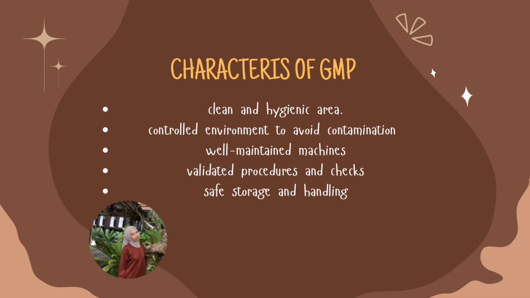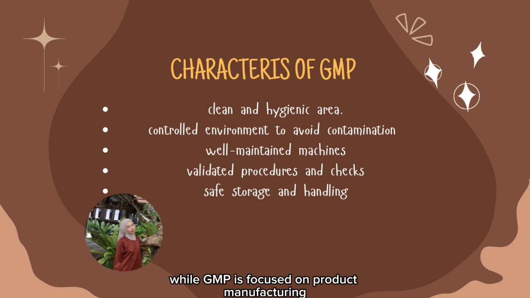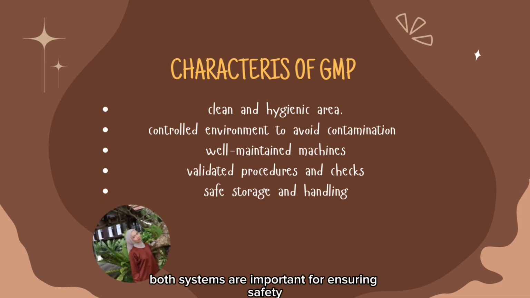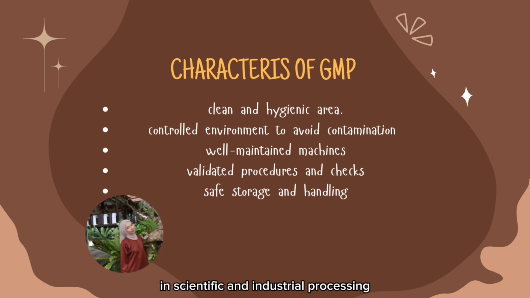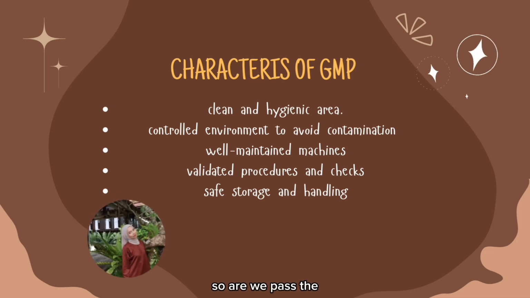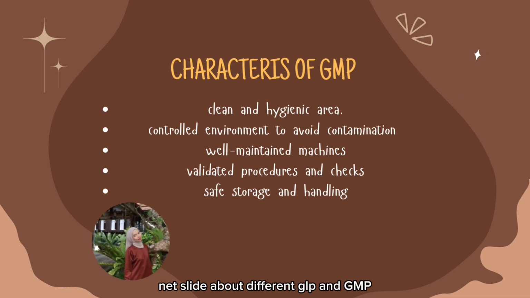In conclusion, GLP is mainly used in laboratory testing, while GMP is focused on product manufacturing. Both systems are important for ensuring safety, quality, and trust in scientific and industrial processing. So, I will pass to the next slide about the differences between GLP and GMP.